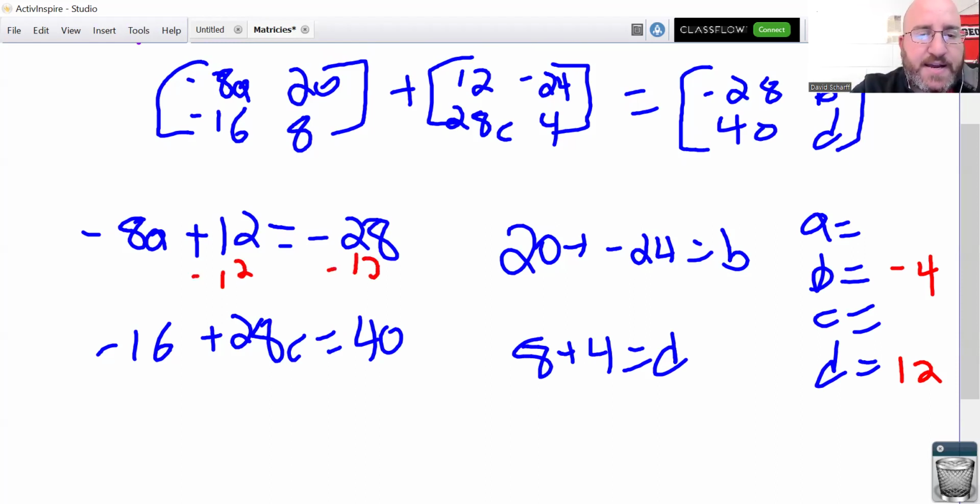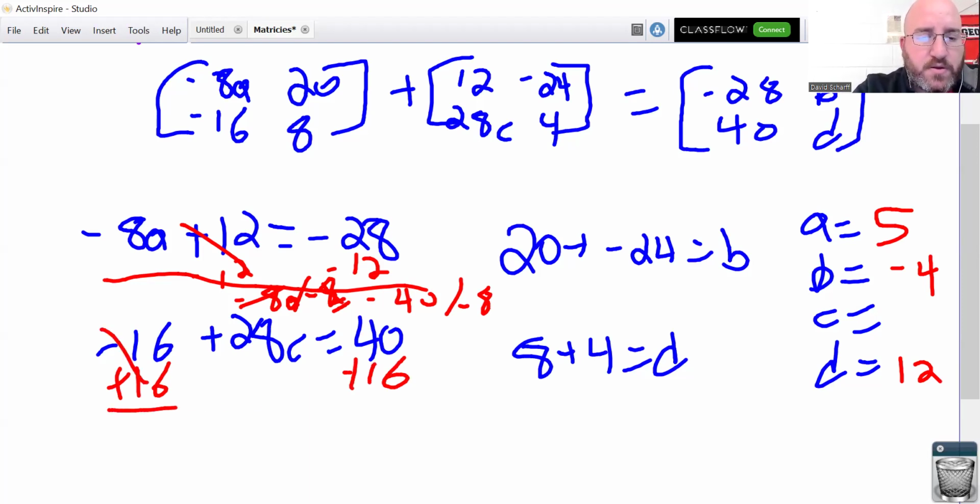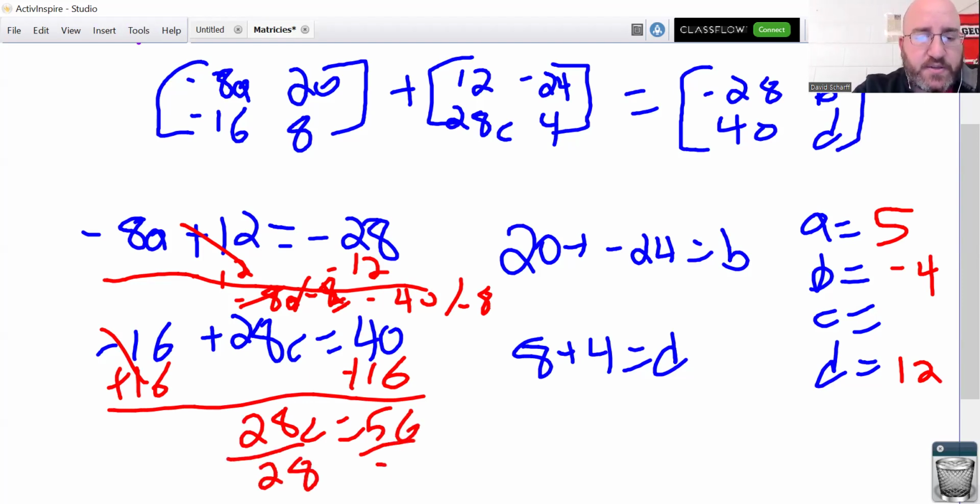Subtract 12 on both sides. -8A equals -40. Divide by -8. That would give me A equals 5. And then here, add 16 to both sides. 28C equals 56. Divide by 28. And C would be 2.